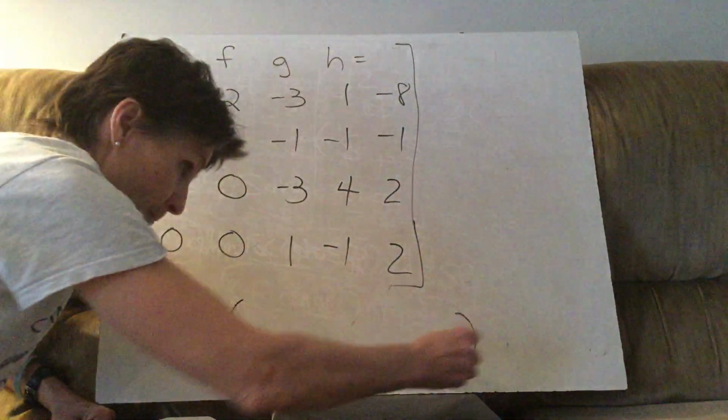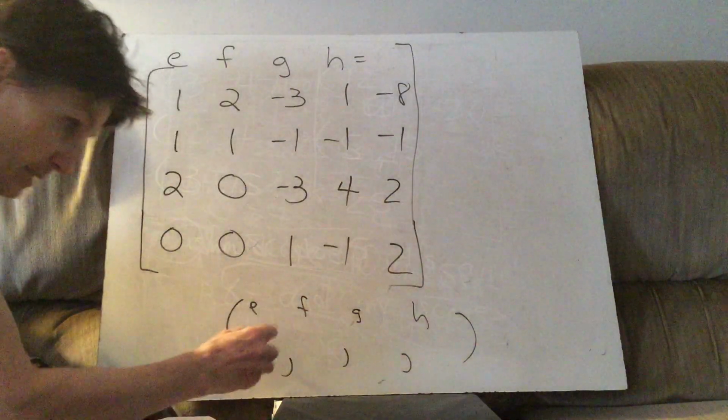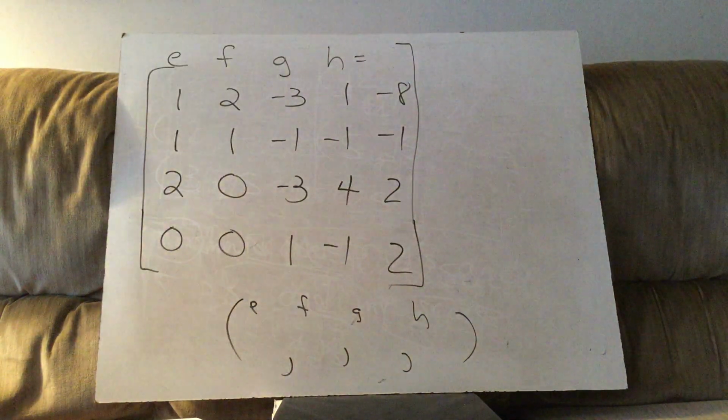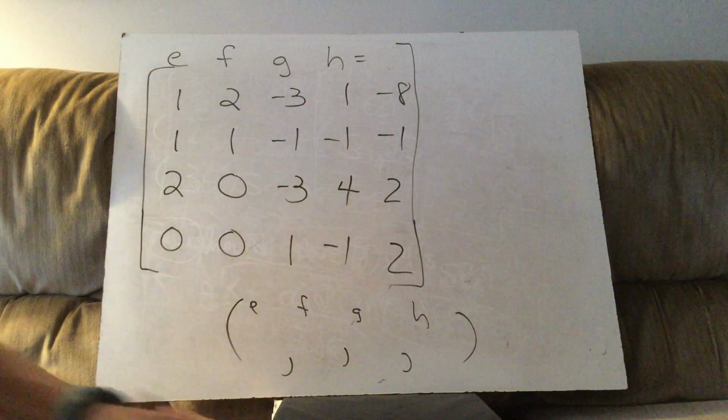Your answer is going to be E, F, G, H. You get numbers here. But to get those numbers, we're going to have to get this matrix into our calculator.